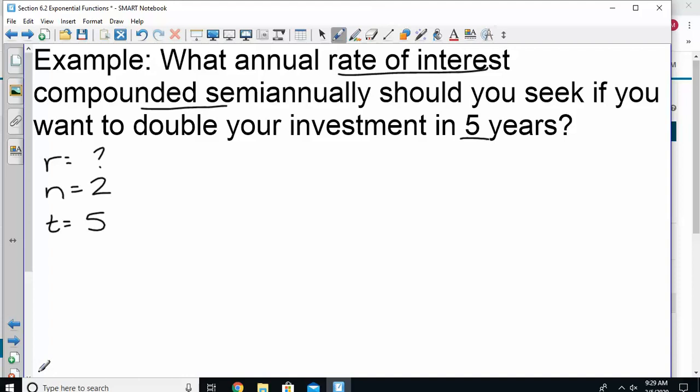I'm not talking about continuous, so it's still A equals P times 1 plus R over N, to the NT, but I didn't tell you A and P. N is the number of times per year, so that would be twice a year, 2. If it were 2.5 years, your T would be 2.5.